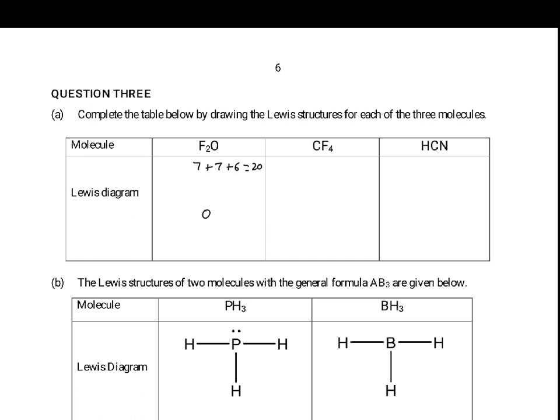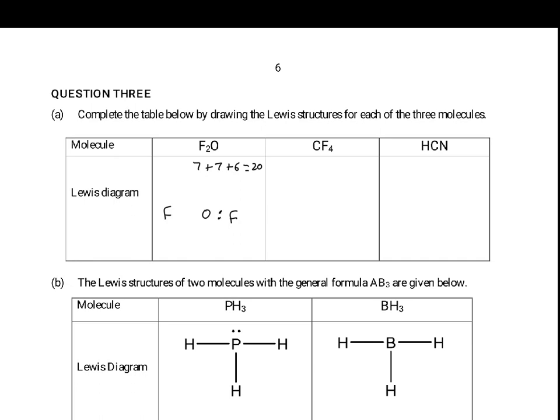So first thing you need to do is put your atom in the middle. Because there's 2 fluorines and only 1 oxygen, oxygen is going to go in the middle. The other way you can work it out is whatever atom is furthest to the left of the periodic table will generally go in the middle, if you ignore hydrogen. Okay, so whatever's furthest to the left is going to go in the middle.